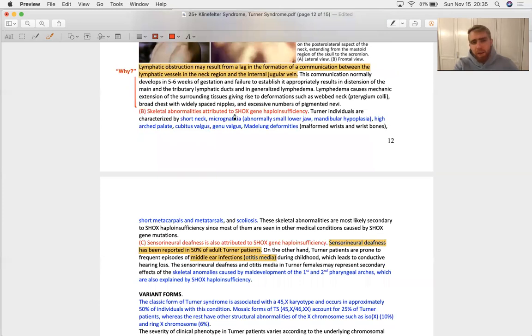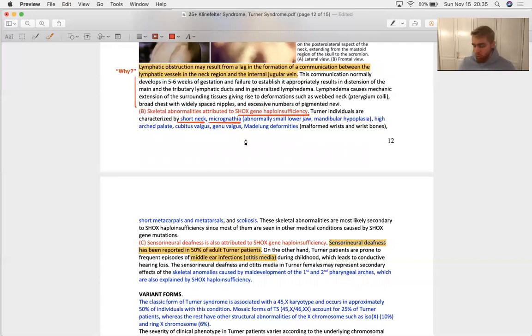Now going back to the SHOX gene, short stature homeobox, because you only have one copy of that because you have one X chromosome. Well, what do you see as a result? Well, not just a short overall height, but a short neck, and maybe also a small jaw. That's called micrognathia. Genu valgus, that's going to be knees that kind of point inwards.